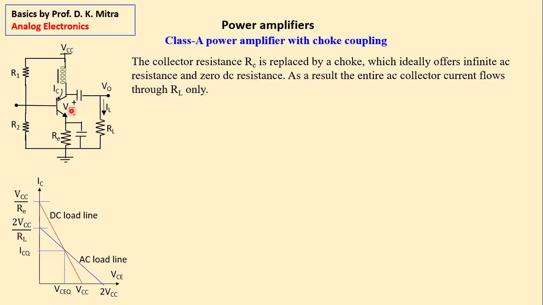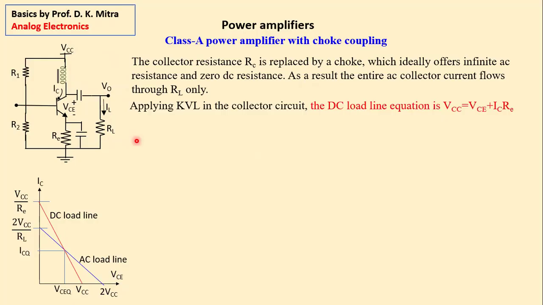As a result, the transistor's collector AC current cannot flow in this direction to common. It flows only in this direction. That means the entire output signal current flows through the load only. Nothing is lost in the collector resistor RC. That is the idea. Now, see how it works.